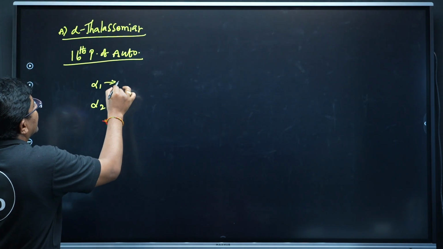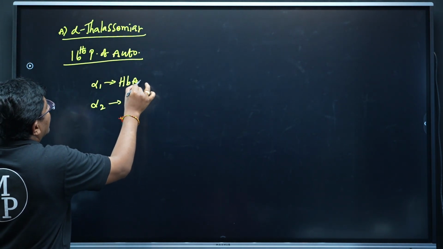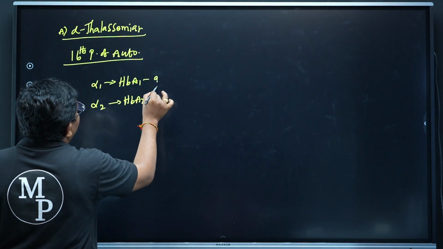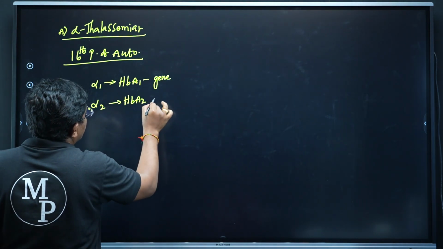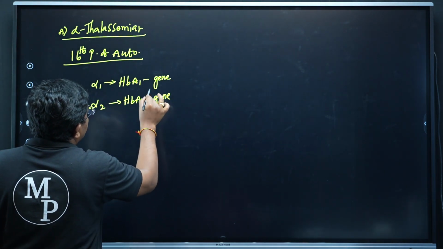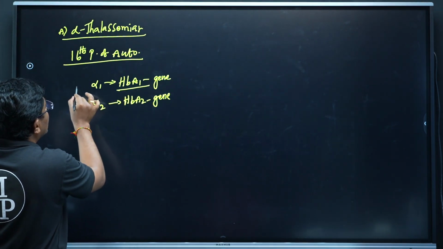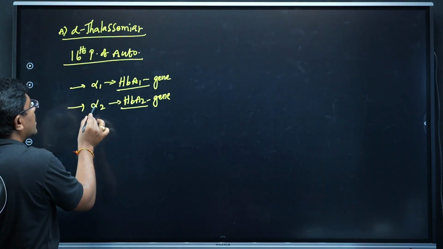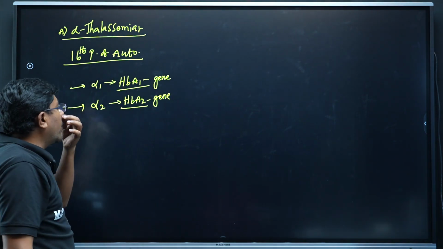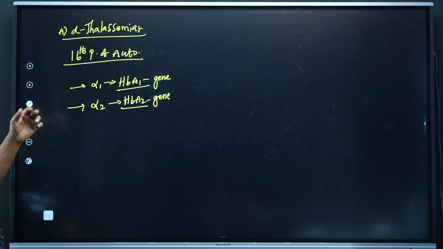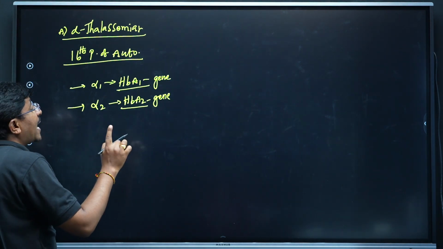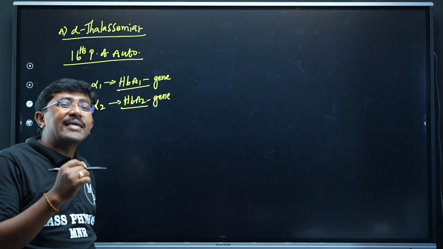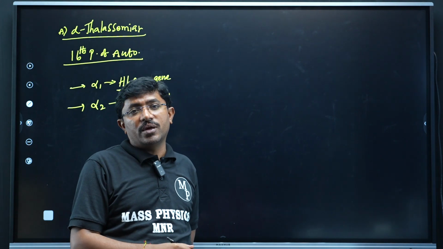Here, HBA1 and HBA2, okay, these are the genes. So the HBA1 gene is for the production of the alpha 1 polypeptide chain. The HBA2 gene is responsible for production of the alpha 2 polypeptide chain. So by the effect in any one of these two genes, the polypeptide chain cannot be synthesized on the hemoglobin.